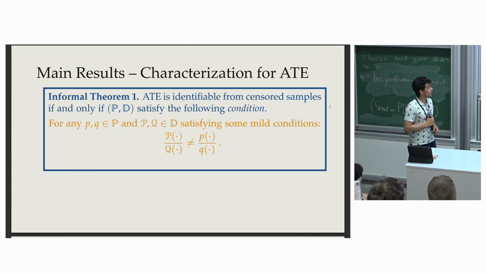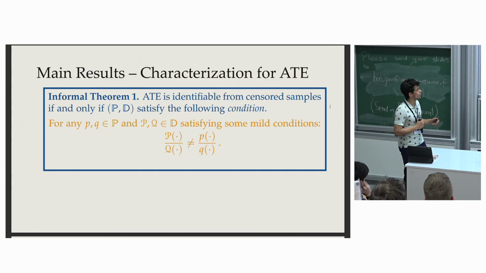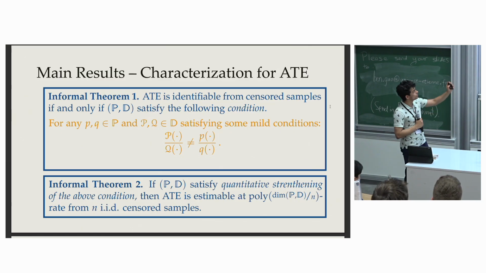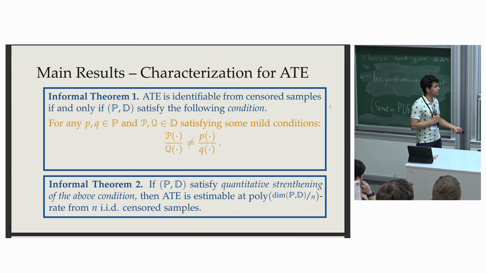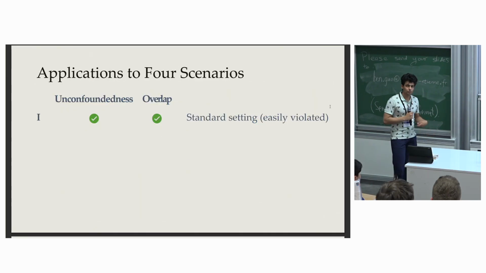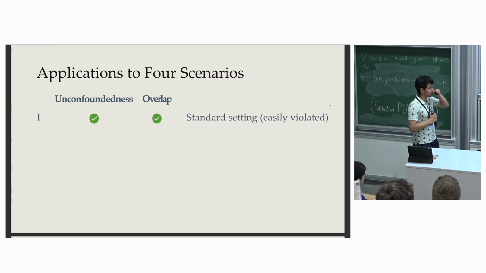It says that the average treatment effect is identifiable if and only if for every pair of densities in the class D, the ratio of their densities is not equal to the ratio of two generalized propensity scores in the other class. There are some mild conditions I'm hiding, and they're described more in the paper. Okay. And looking at a quantitative strengthening of the above condition, we can also estimate average treatment effect with finite samples. Here the error scales polynomially with the number of samples and some dimension that depends on these classes P and D. Okay. So let me go next into applications of our main characterization.